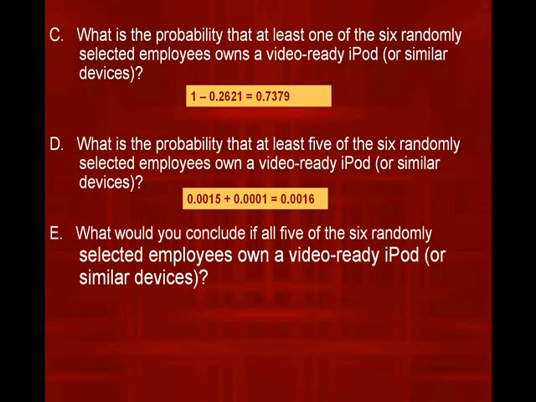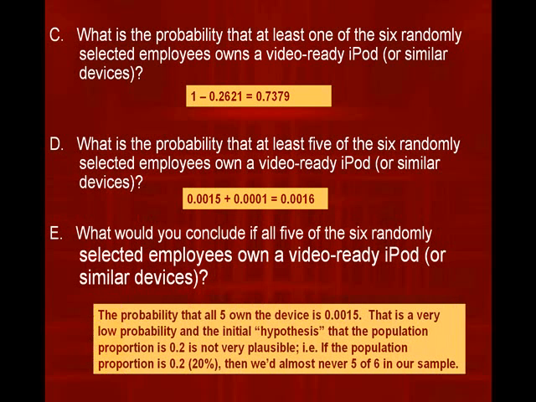Okay, so for part E, we want to know what we would conclude if all 5 selected employees own a video-ready iPod. Well, the probability for all 5 is 0.0015. That would be very unlikely. That's a low probability. So if the population proportion is 0.2, we would almost never get 5 out of 6 people in our sample owning a video-ready iPod device.